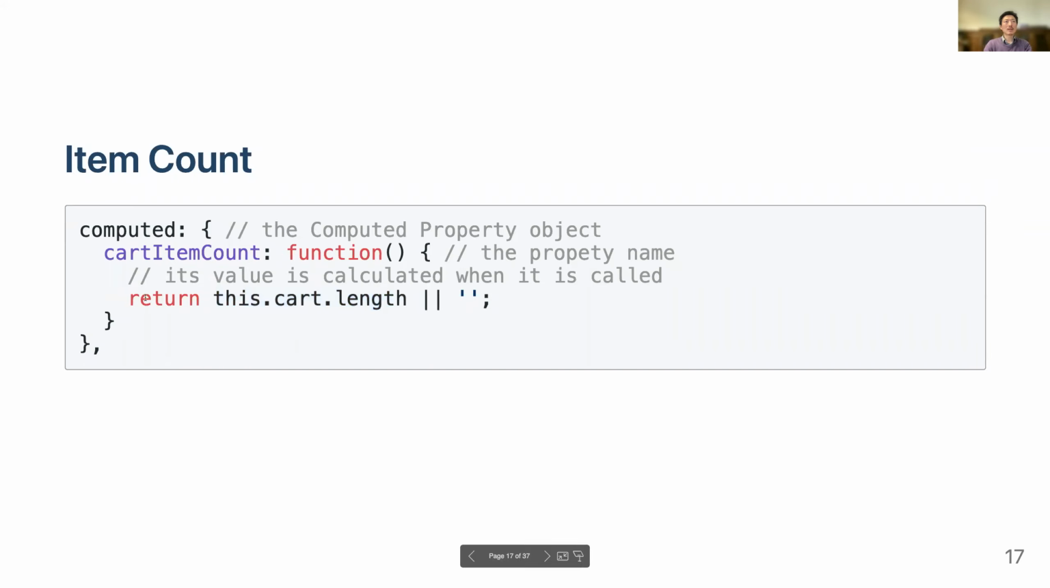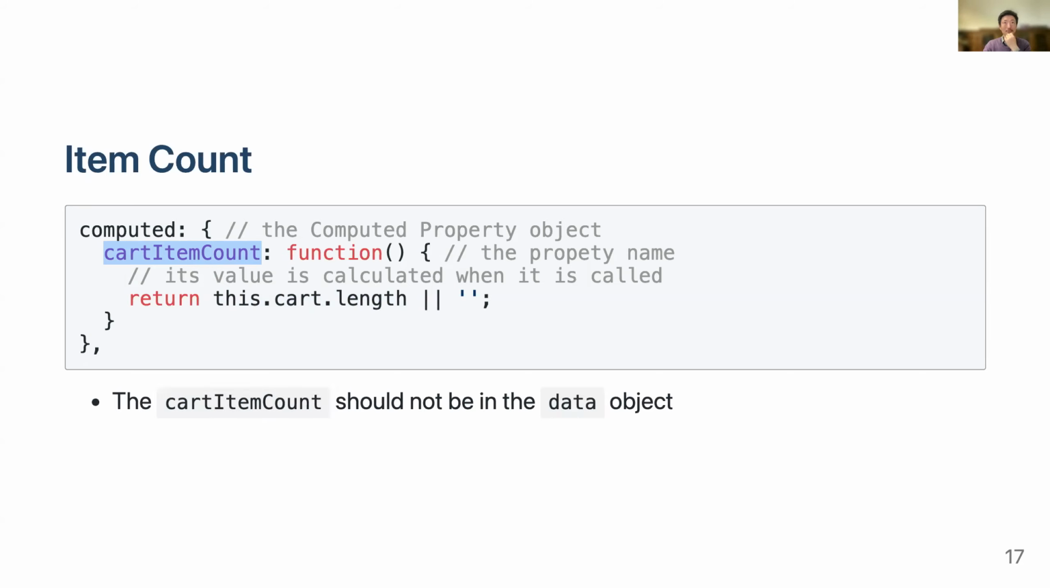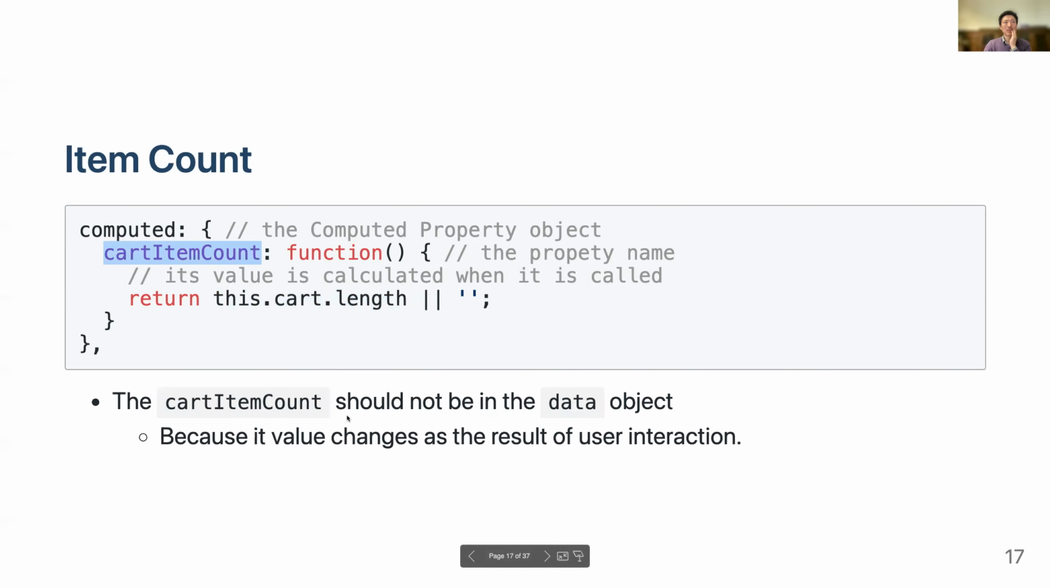Okay, and then this value, as you can see, will change depending on how many things have been added to the shopping cart. As a result, if you use cartItemCount, its value will change as the user adds more things to the shopping cart. This cartItemCount should not be in the data object, because it will change.